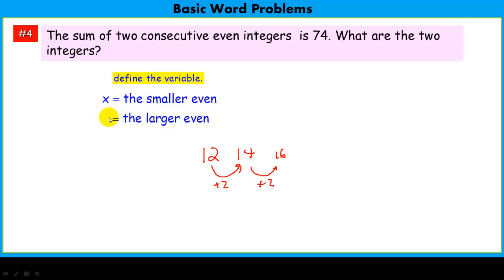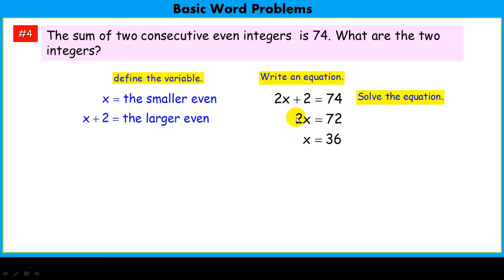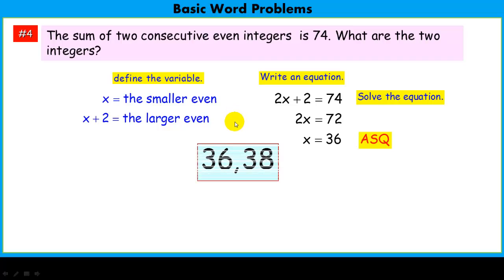So what do we do to go to the next larger one from x? We add 2. From here it's pretty simple. We add up x plus x plus 2, which is 2x plus 2. That sum is 74. We solve it. Subtract 2, divide by 2. My smaller one is 36, and to answer the question, we need both of them, so we add 2. Raise your hand if you got that one correct. Awesome.